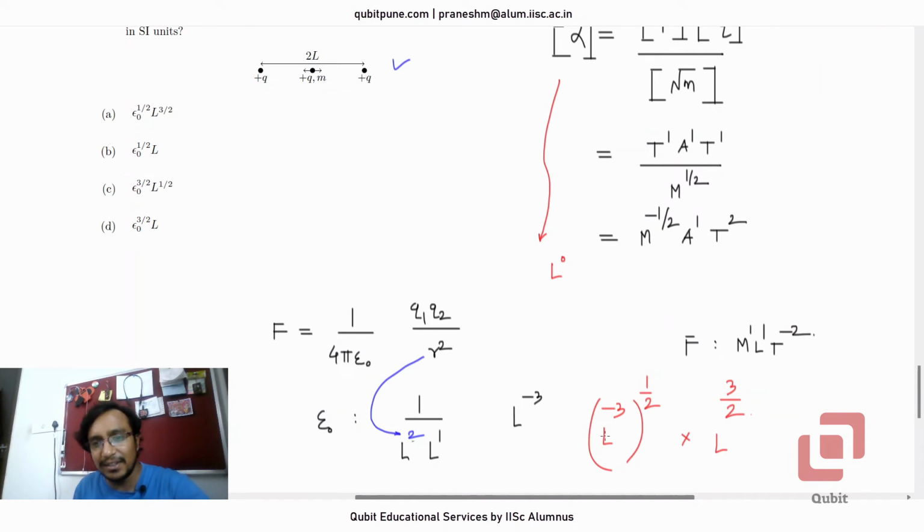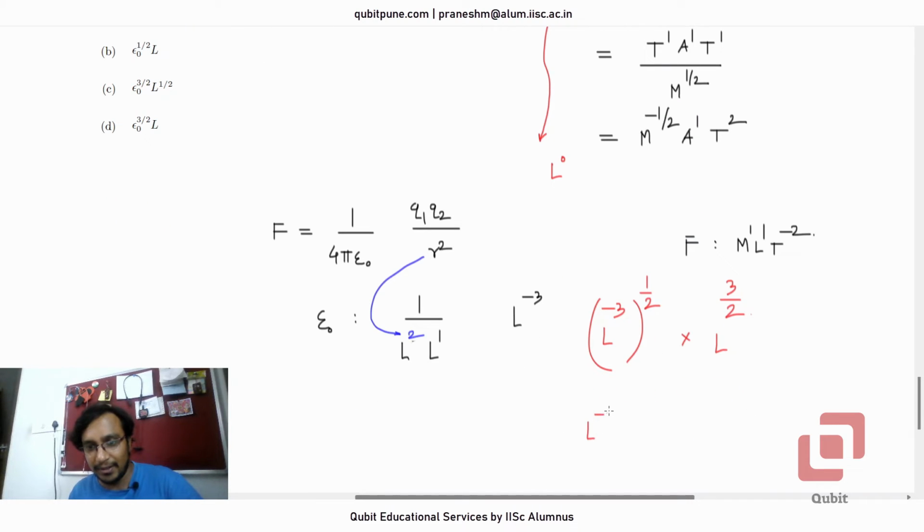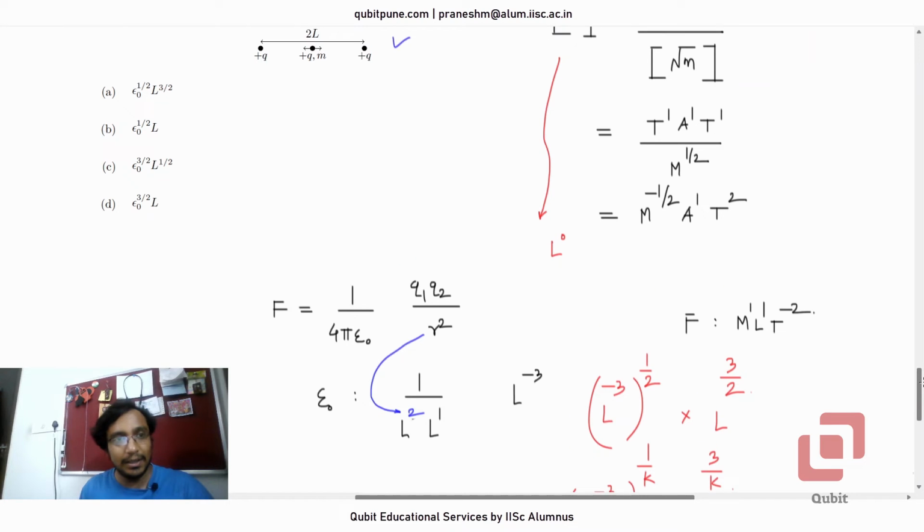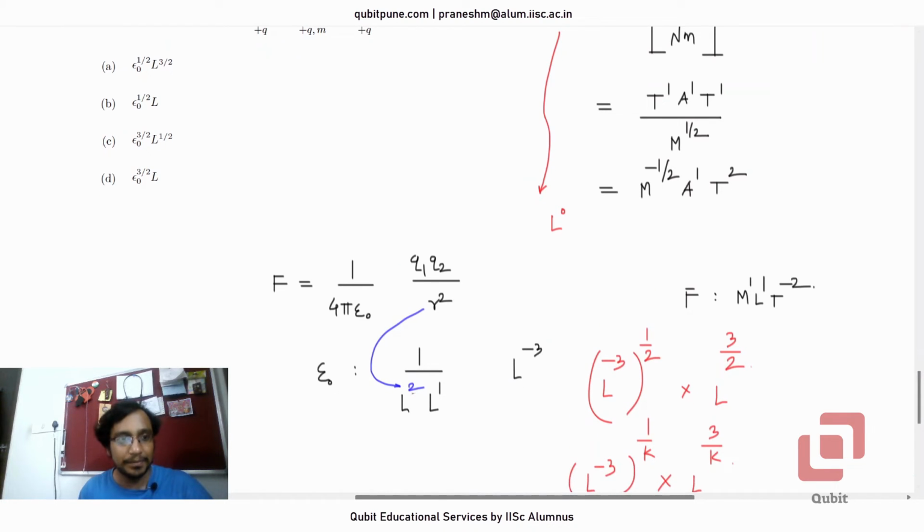Well, we could have chosen any other number which would have made that, let's say L raised to negative 3 raised to 1 upon k into L raised to 3 by k. We could have chosen any number, correct? That is not the thing. The thing is, in the options, what's the right number?